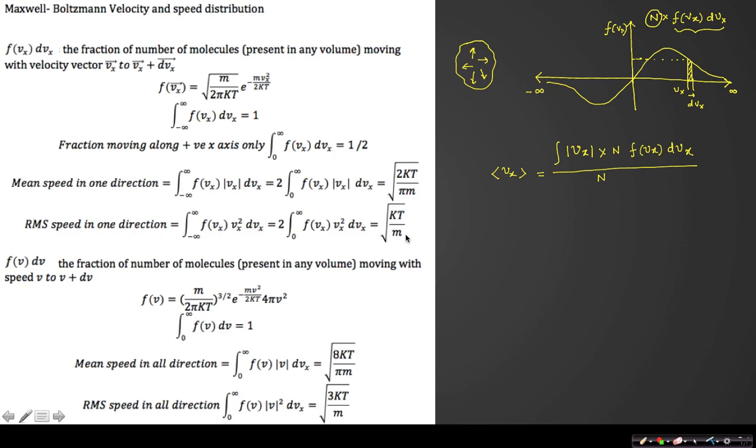Right? The second formula is easy to remember. I will tell you why. But the first formula is root 2kT by pi m. You have to remember. Now jump to the speed distribution function.